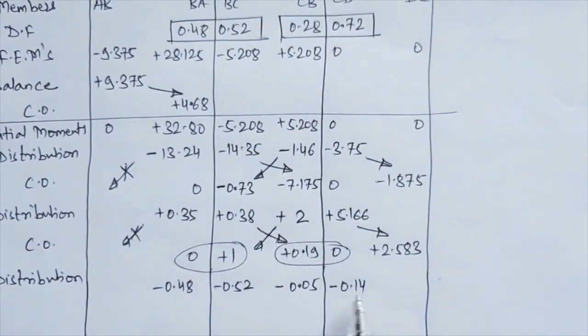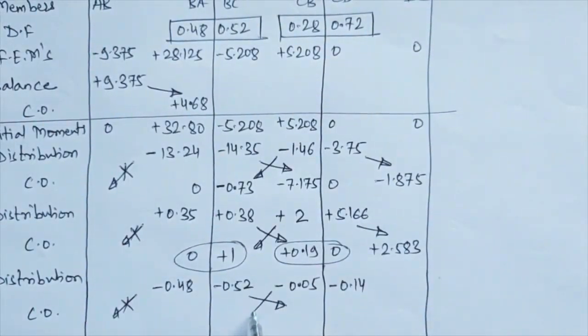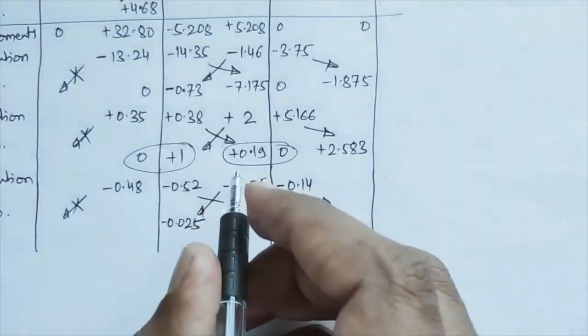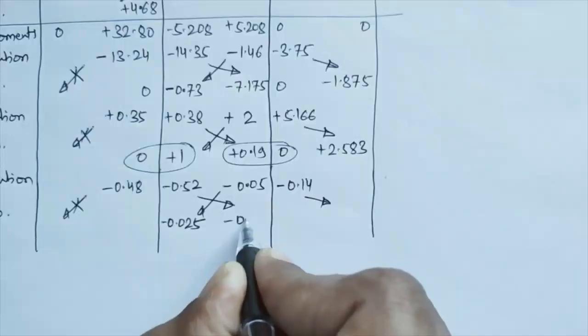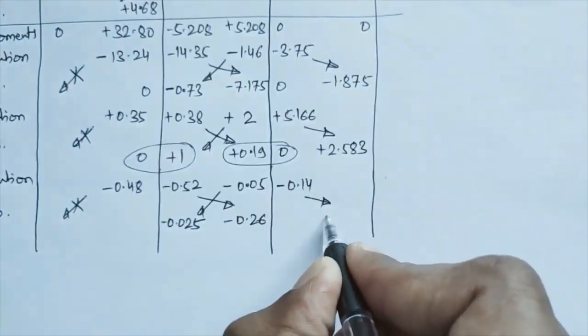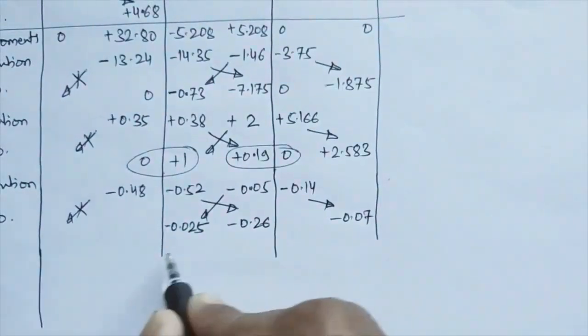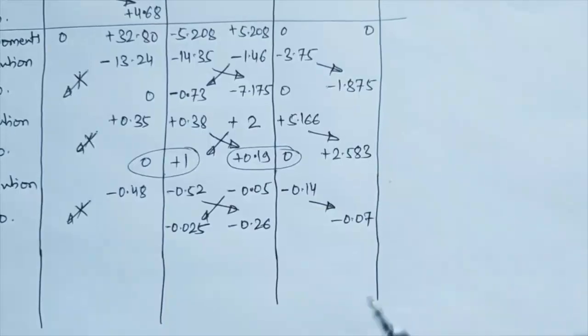Okay, now again I am not getting the answers, almost in 0.0 something. So one more cycle I will repeat, that is your carry over there. So this carry over is not possible, these two are possible, and this is also possible. So half of 0.05 I get as minus 0.025. Okay, next half of 0.52 I get as minus 0.26, and half of 0.14 I get as minus 0.07 over there.